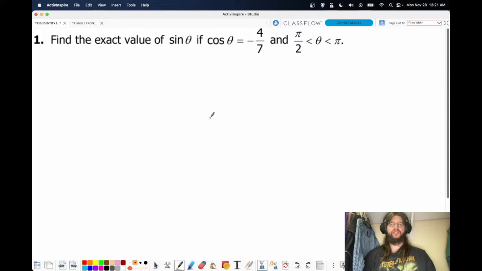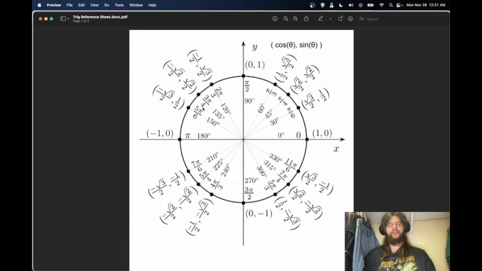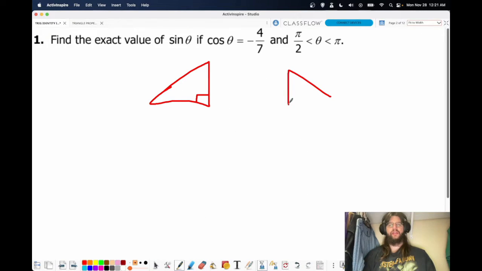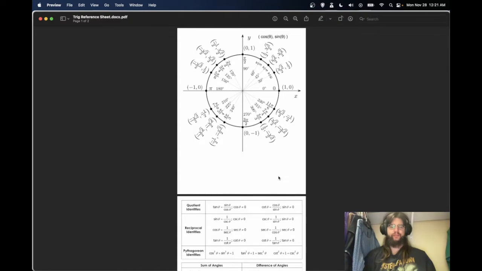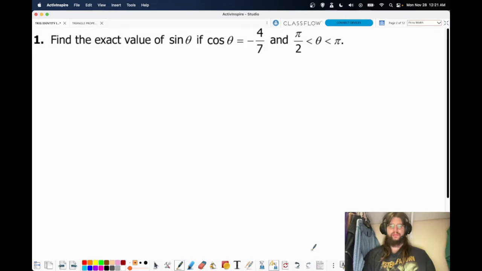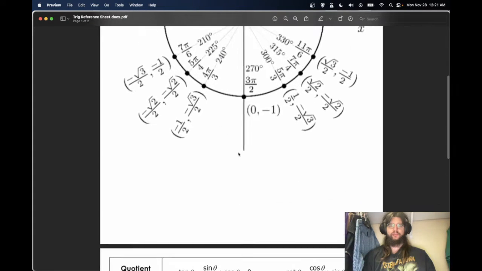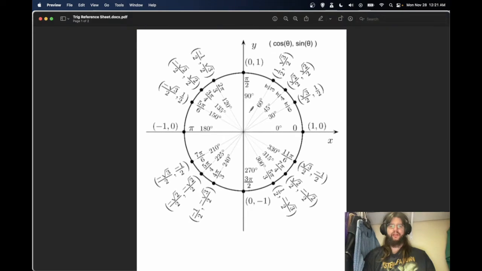So first thing you're going to do is draw a triangle. In fact, you're going to draw a right triangle, or something like it. Now, you could draw it in the proper quadrant, or you can just draw it. If we were drawing the proper quadrant, quadrant 2, our triangle would need to look like this sort of thing. Actually, let me get the unit circle on here, just so we can see how it works.